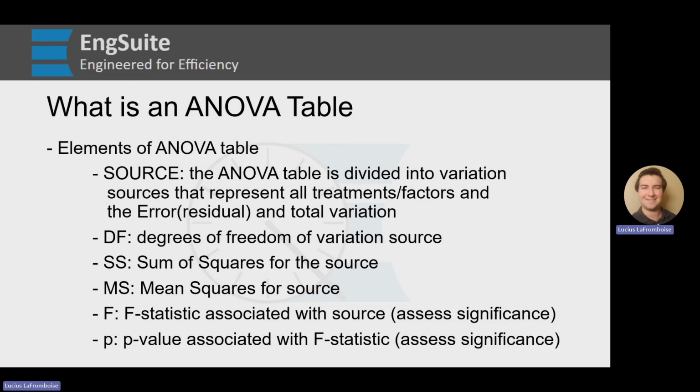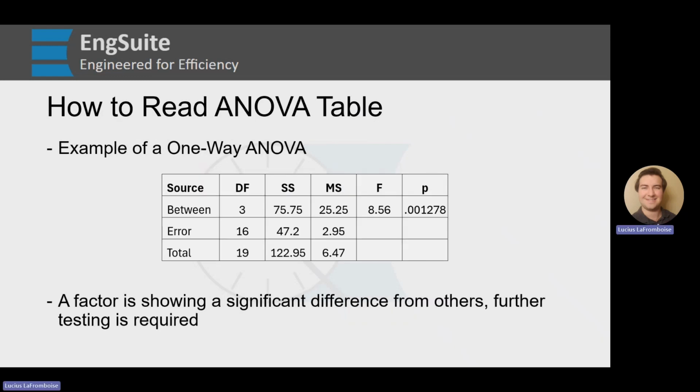And each of those sources have a degrees of freedom associated with it, a sum of squares, a mean squares, an F statistic, and a p-value. So that F statistic and p-value are what we actually use to assess the significance of the effect. So let's take a look at an example of reading an ANOVA.